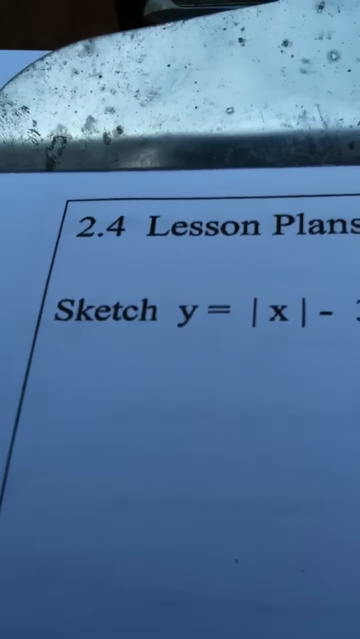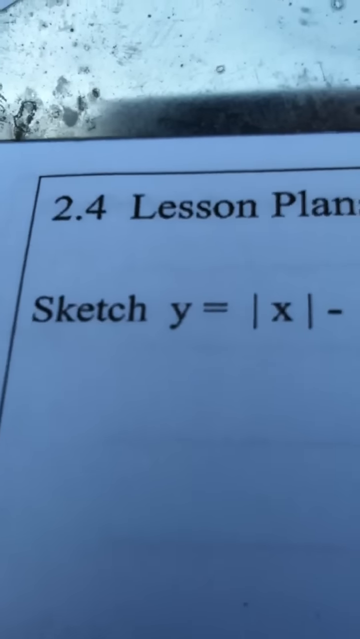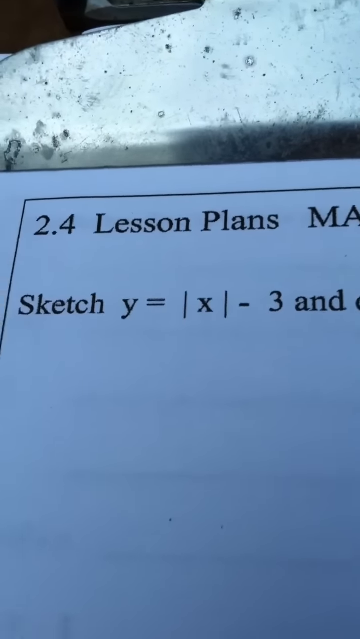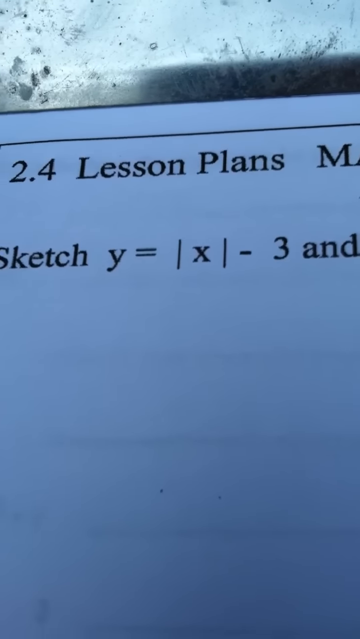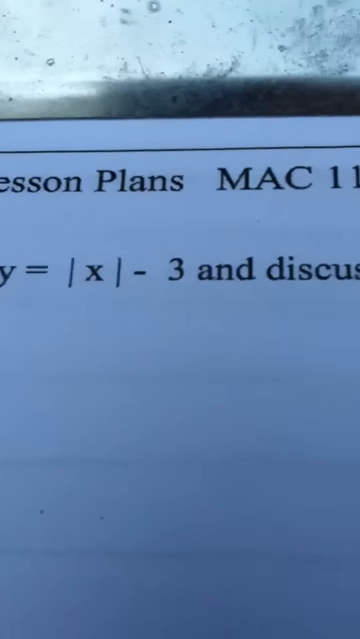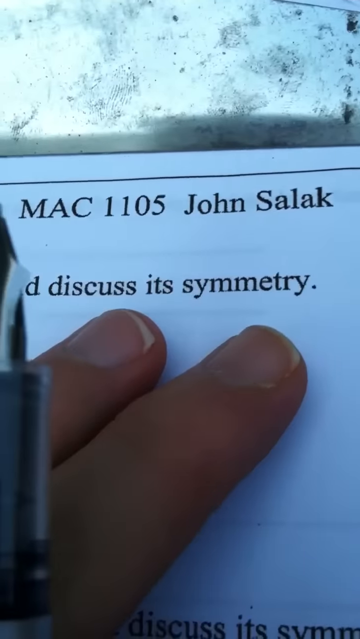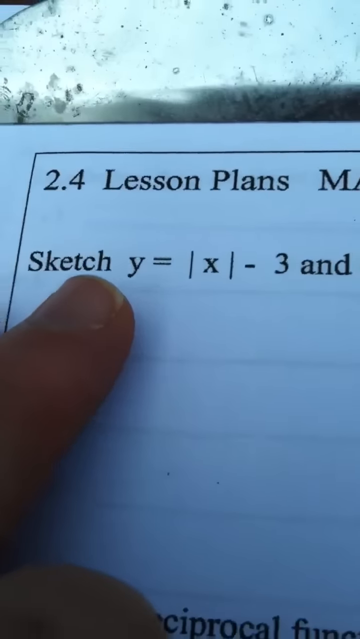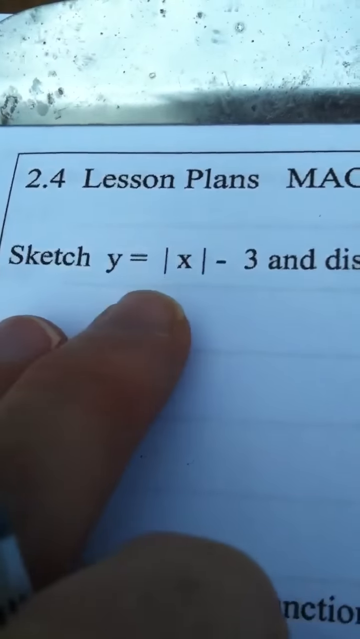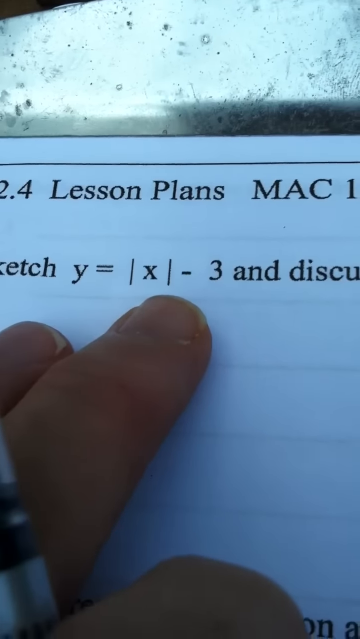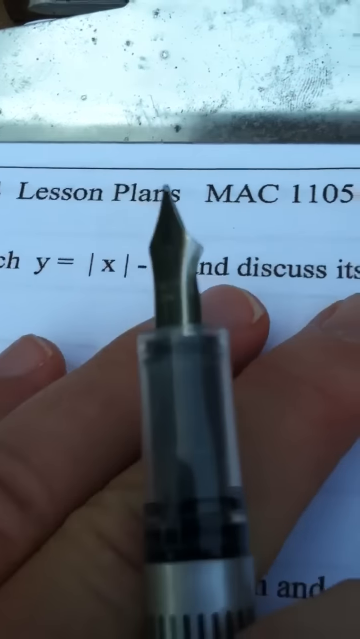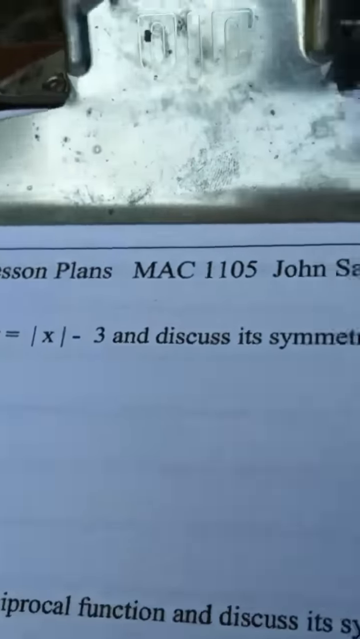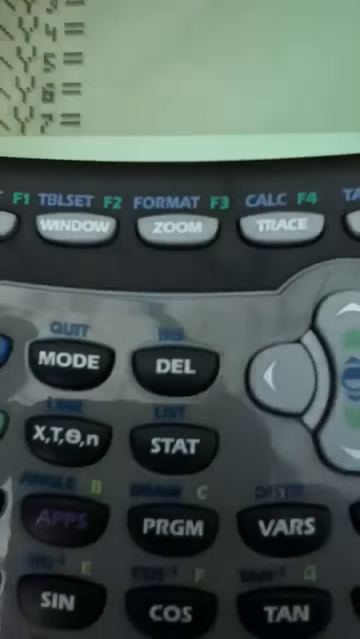Okay, ladies and gentlemen, this is the beginning of section 2.4. Several things going on in 2.4. One of the things in section 2.4 has to do with symmetry. So the first thing we're asked to do is to sketch the function y equals the absolute value of x minus 3 and discuss its symmetry. So let's recall how to do that.